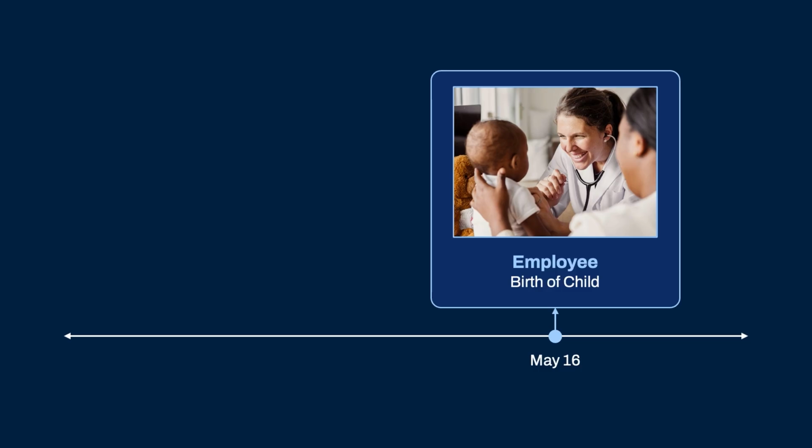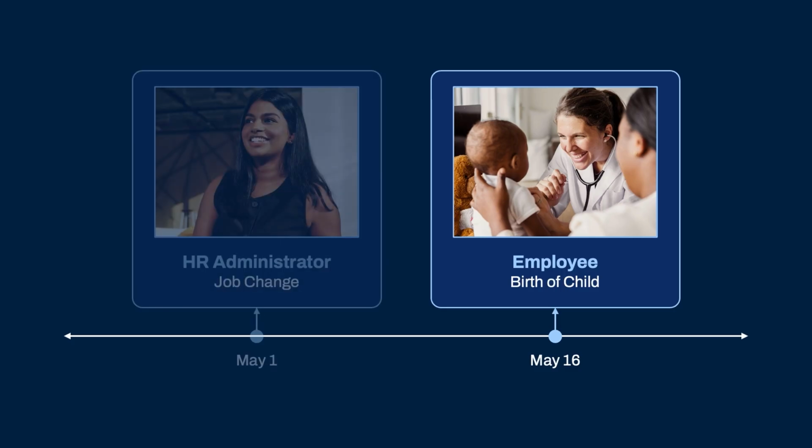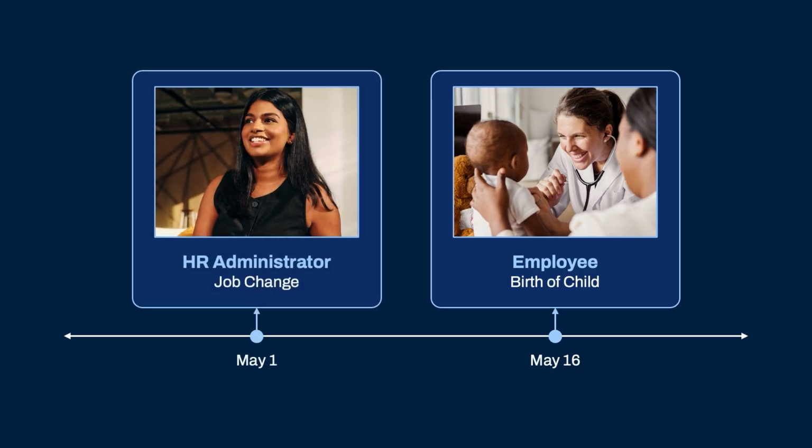For example, suppose that an employee enters an event into Workday on May 16th for the birth of their new child. This opens a benefit event that allows the employee to enroll the new dependent into healthcare coverage. Then, perhaps an HR administrator enters a second event to process a job change for the same employee, but backdates the event to May 1st. This job change event may also open a benefit event allowing the employee to make election changes to their healthcare coverage. That employee now has two events processing in the system.